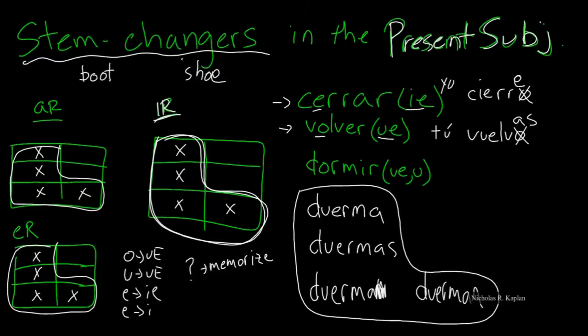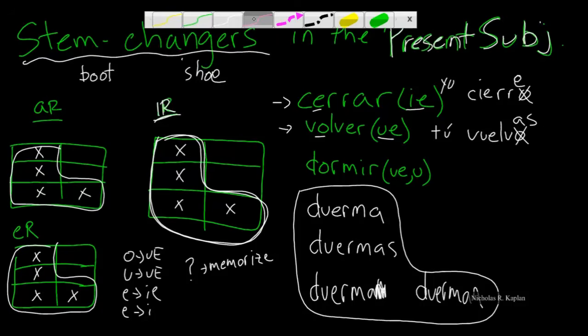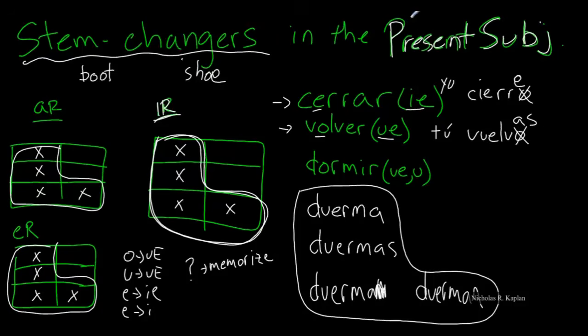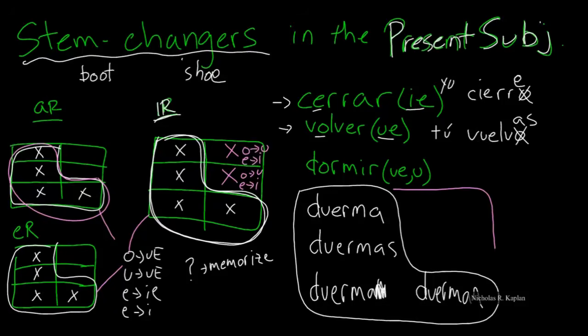but when we're dealing with IR verbs in the present subjunctive, not only do we have our boot, but we also have a little bit extra right here. And our two choices for this, it can either change O to U or E to I. O to U or E to I. So all of these white ones over here in these boots, those are all right there. But when we're in the present subjunctive, these two forms right here take a little bit of a different change.